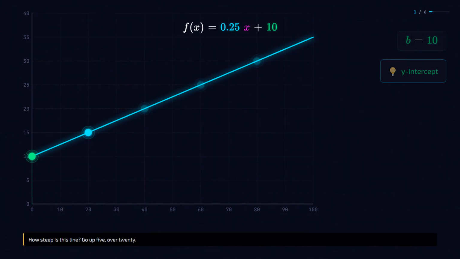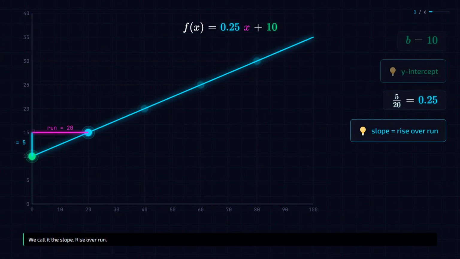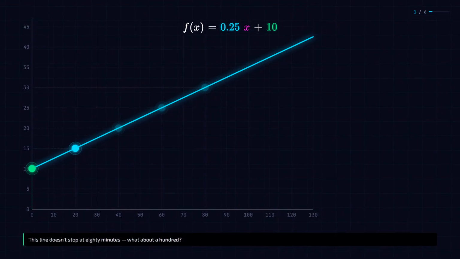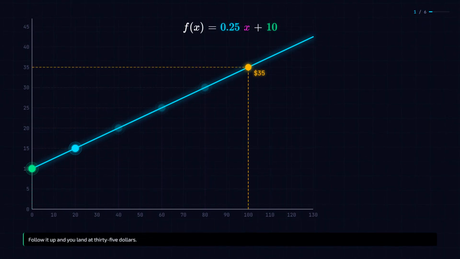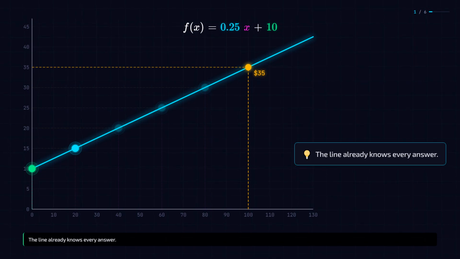How steep is this line? Go up 5 over 20. That ratio is M, the rate. We call it the slope. Rise over run. This line doesn't stop at 80 minutes. What about 100? Follow it up and you land at $35. The line already knows every answer.